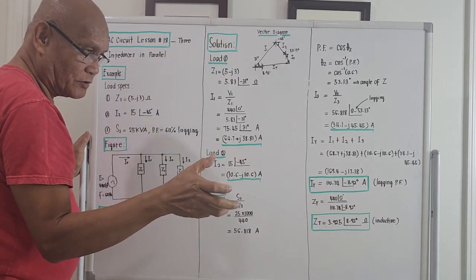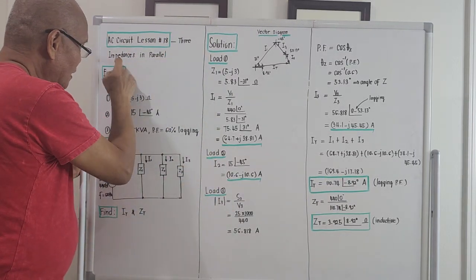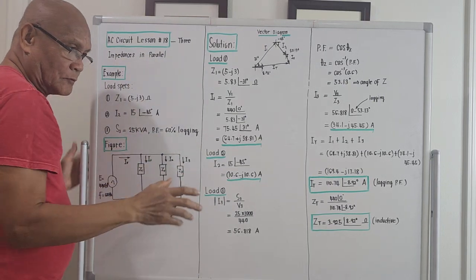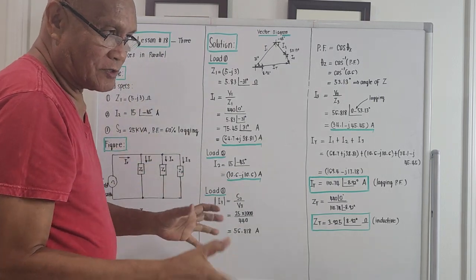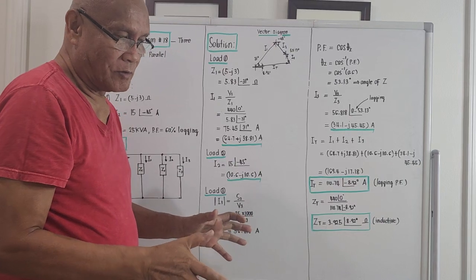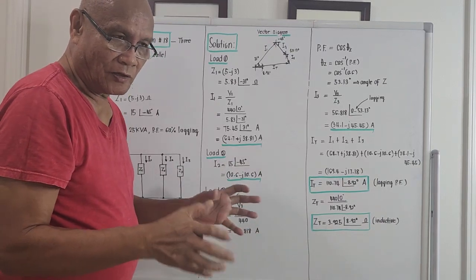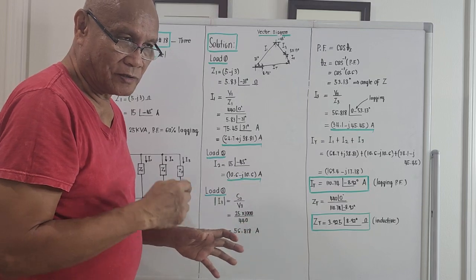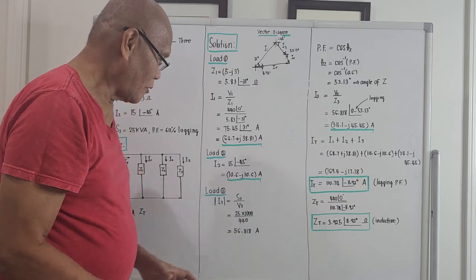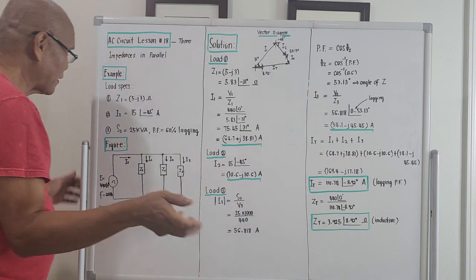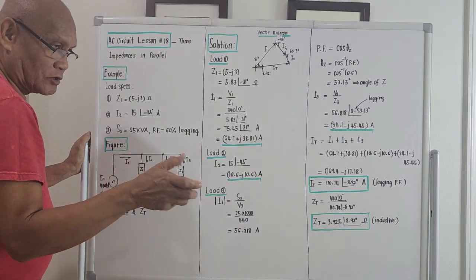So I will be presenting tonight 3 impedances in parallel. The problem is only asking for 2 requirements. Find the total impedance and the total current drawn by the 3 parallel impedances. Okay, let's try to bring out the specs. The load specification.